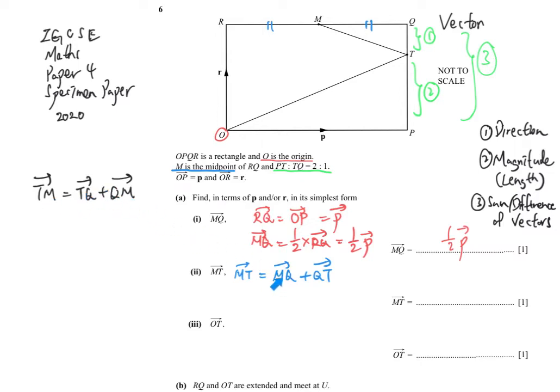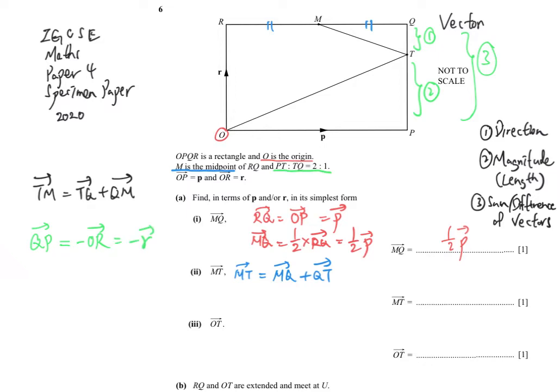So for this MQ, we have already got that. So how about the QT? You need to think about the QT. For QT, I will think about the direction first. Is the direction the same as QP, right? QT is the direction same as QP, so it should be the same direction as RO. But for RO, we just got OR, so RO is a negative OR, like this. So QP will be equal to negative r.